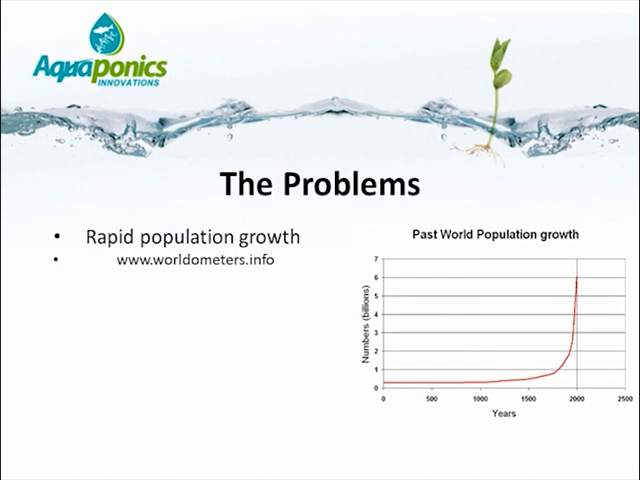In the year 2000, there were about 6 billion people in this world. 2010 saw us increase by another billion people to 7 billion people, and the population continues to grow.